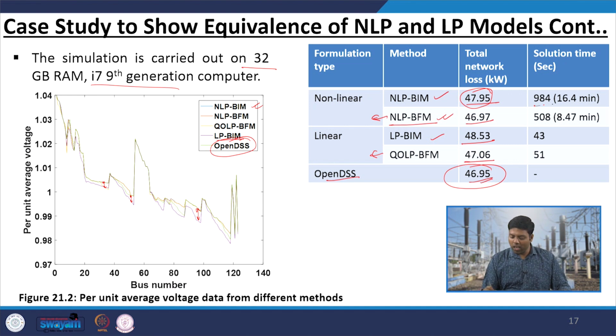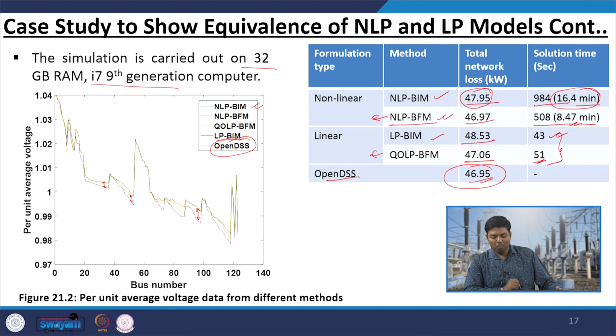Solution time is also very large for the BIM, because you have sine and cosine functions. That is taking almost 16.5 minutes for solving only one time instant, only one shot. For nonlinear programming BFM you are also getting almost 9 minutes to solve it, but you can see that if you do the linear version, your solution time reduces significantly. Even for LP-BIM your solution time is the least, but for QOLP-BFM it is a little bit more. Why? Because your objective function is still quadratic, but that time gap is insignificant.